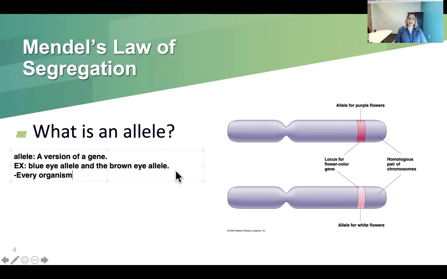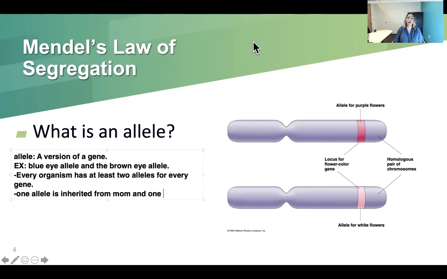I say every organism, but it's actually organisms that reproduce using sexual reproduction. So every organism has at least 2 alleles for every gene. 1 allele is inherited from mom and 1 allele from dad. Now, these alleles do not have to be different, but a lot of times they are. So let's look at the image here.